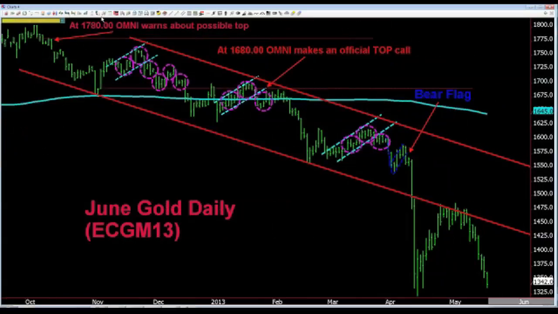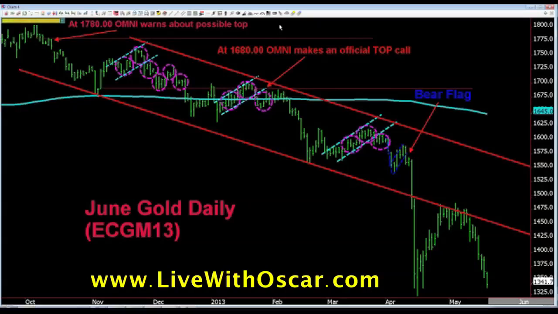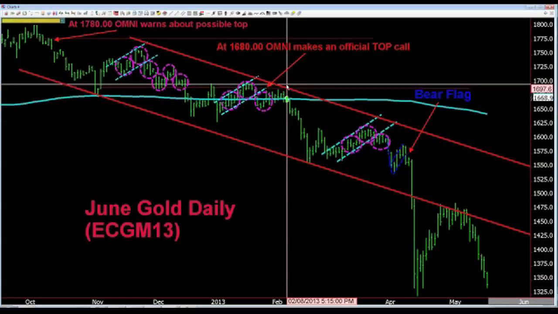Let's look at the daily. Traders, the daily gold chart. If you recall, I've been showing this chart to you in many, many videos, video after video. At the price of $1,780 an ounce, OMNI warned us about a possible wiggle, a possible top. We got to $1,680 an ounce, right about here where this red line is, and OMNI said that is it. The top is in. I started doing videos about the top, and OMNI started selling gold ever since. Look at what gold has done.